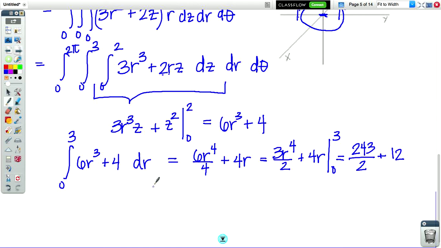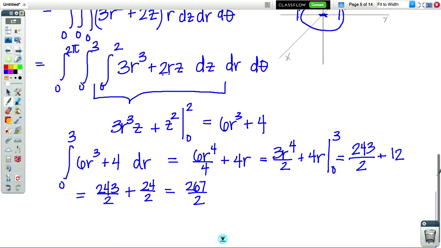And then, let's see, so let me simplify that before I go on. 243 over 2 is not so friendly. And then plus 24 over 2, which is going to give me, what, 267 over 2? I know that my answer is supposed to be pretty bad in the end, so let's go with that.